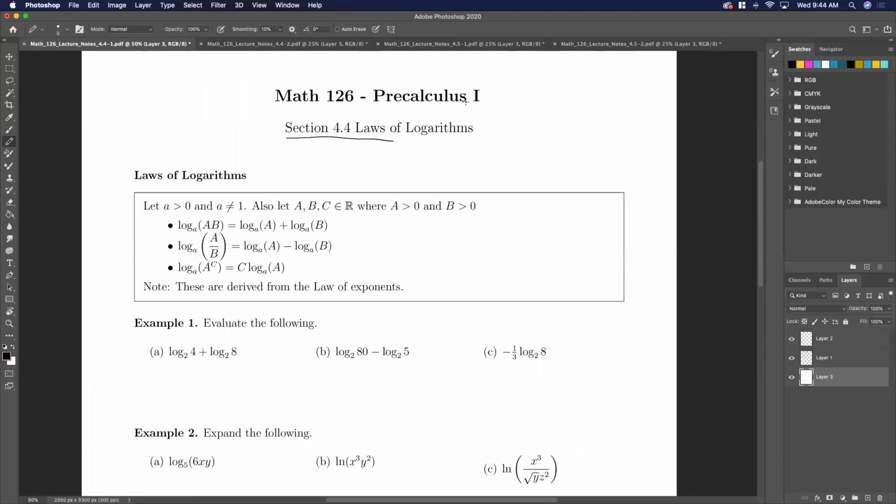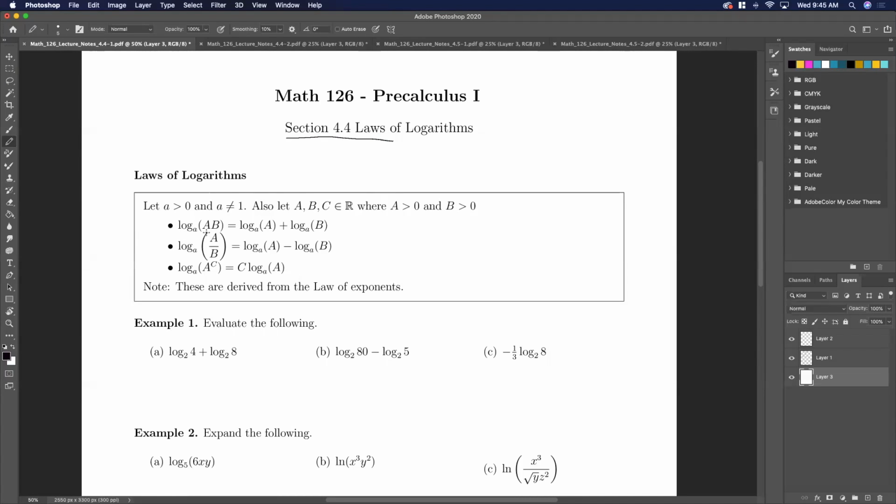Laws of logarithms. We're going to talk about laws which allow us to move things around, and then we're going to use these laws to solve problems.